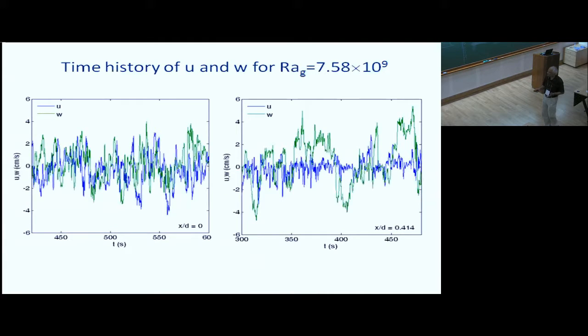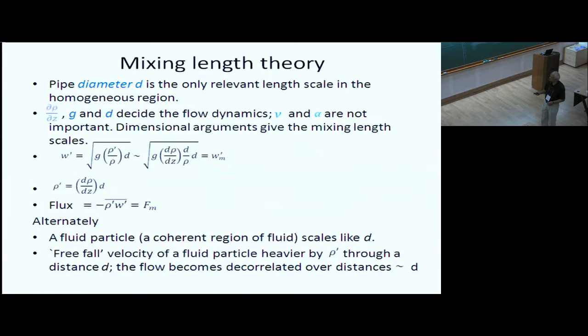And if you were to look at the time history of the fluctuations, they would look something like this. Near the wall, the vertical fluctuations are still large, whereas the horizontal ones have nearly died. And one can do a simple mixing length theory for this based on the density gradient. And you get scales for the velocity and the fluctuations in density, from which you can get a scaling for the flux.